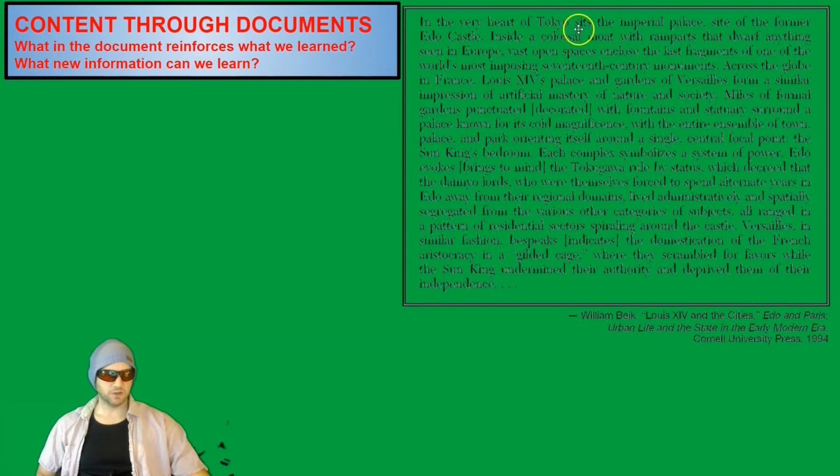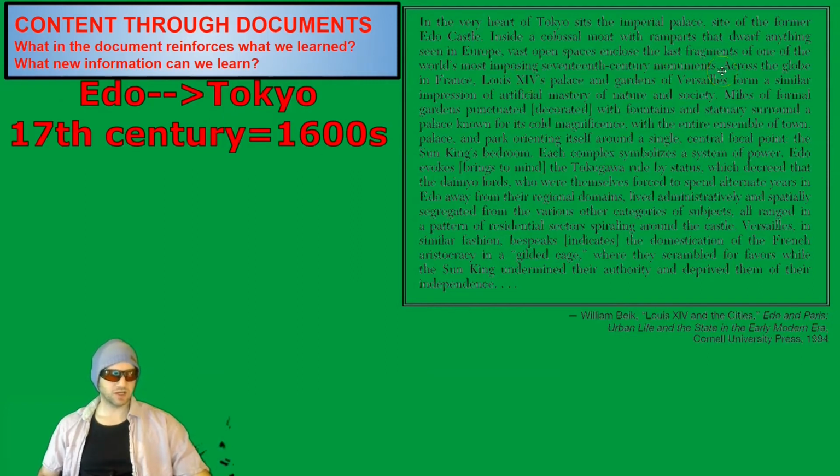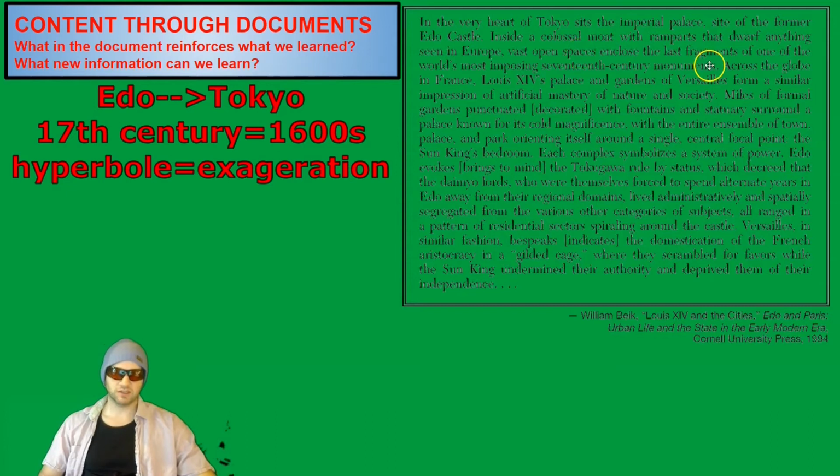In the very heart of Tokyo sits the Imperial Palace. Tokyo was Edo. Site of the former, there you go, Edo Castle. Inside, a colossal moat with ramparts that dwarf anything seen in Europe. Vast open spaces enclosed the last fragments of one of the world's most imposing 17th century, 1600s monuments. Okay, is it really that big? Is this hyperbole? Is it just exaggeration? Does it dwarf anything seen in Europe? Is this castle larger than any castle complexes, not just the castle, but the complex around it with moats and walls? Is it larger than anything seen in Europe, or are we just exaggerating?